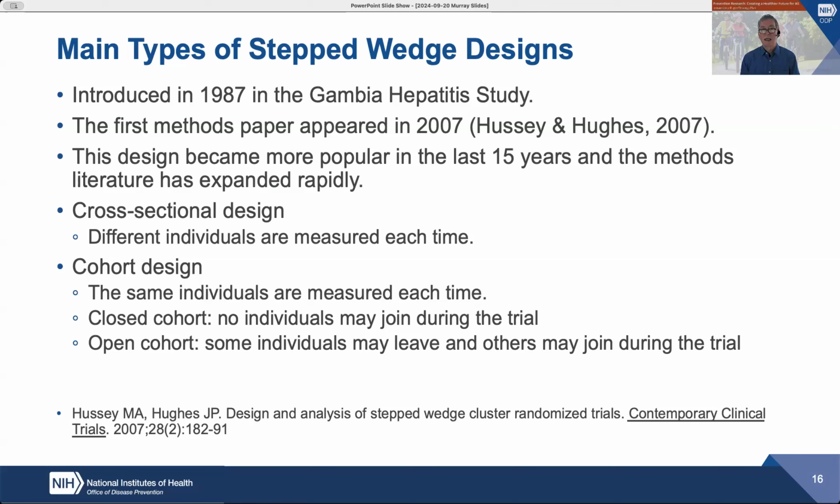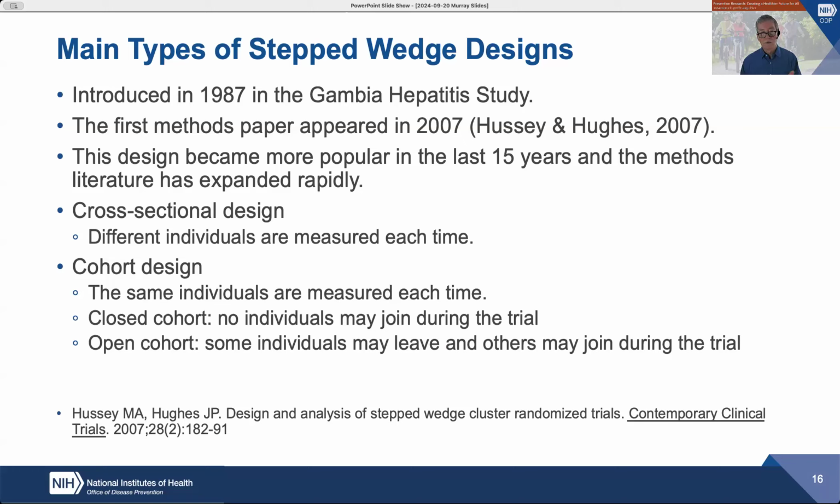Let's talk a little bit about types of stepped wedge designs. The stepped wedge was introduced in 1987 in the Gambia hepatitis study. The first methods paper by Hussey and Hughes appeared in 2007, so not all that long ago. And this design has become very popular over the last 10 or 15 years. We see a cross-sectional version of the design as well as a cohort version.